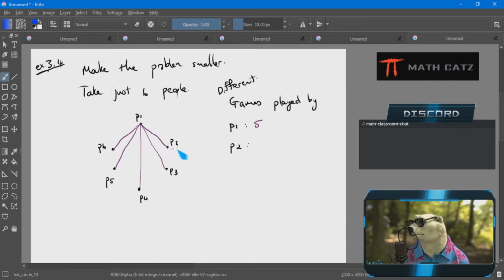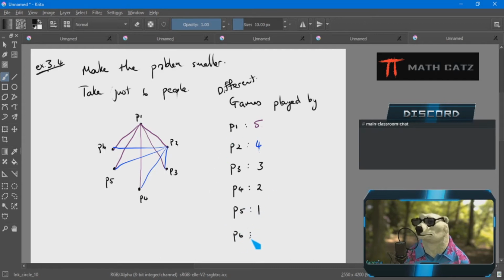So person 2, the new different games that I count will only be these blue ones. And that'll be 4. Then when I look at person 3, it's going to be new games that I haven't counted yet. 1, 2, 3. Person 4 will contribute new games, 2. Person 5 will contribute 1 new game that I haven't considered yet. And person 6 will contribute none because all their games are already counted.